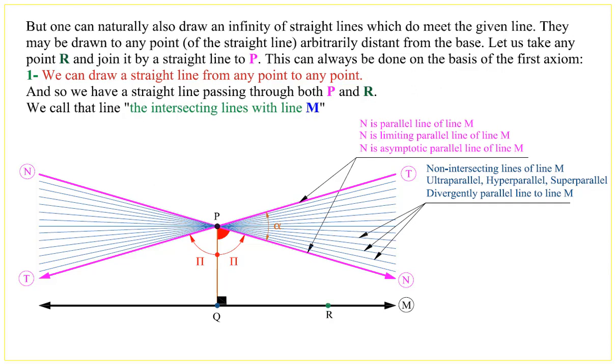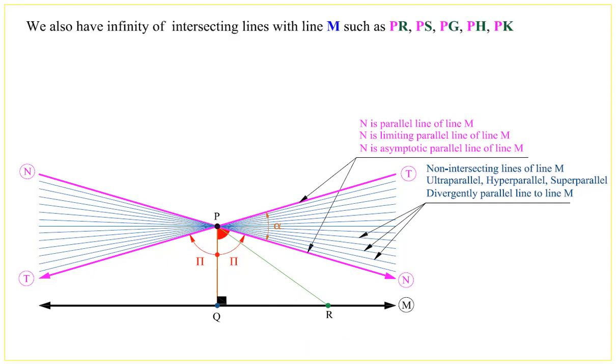Let us take any point R and join it by a straight line to P. This can always be done on the basis of the first axiom. 1. We can draw a straight line from any point to any point. And so we have a straight line passing through both P and R. We call that line an intersecting line with line M. We also have an infinity of intersecting lines with line M, such as PR, PS, PG, PH, PK.